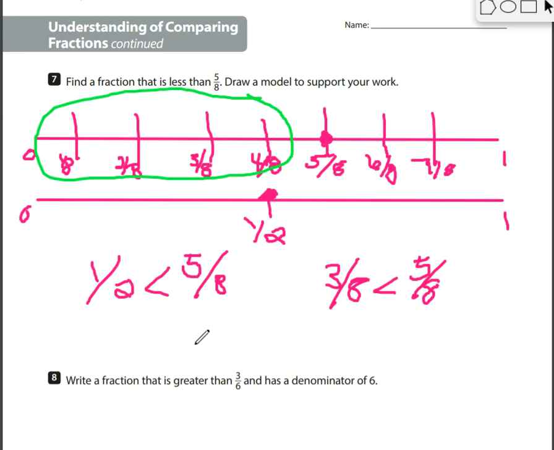All right, number 8, write a fraction that is greater than 3/6 and has a denominator of 6. So if I was going to write this out, here's my denominator of 6. It's greater than 3/6. Now, I look at this and I know if I make my numerator larger, I immediately have a greater fraction. So all I have to do is increase it by 1, and 4/6 is greater than 3/6. That's all that I have to do there.